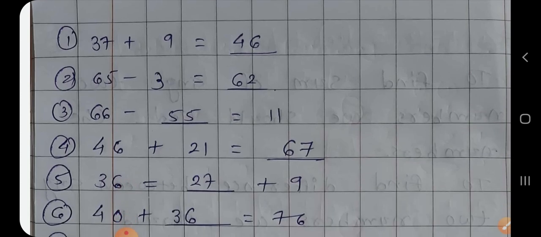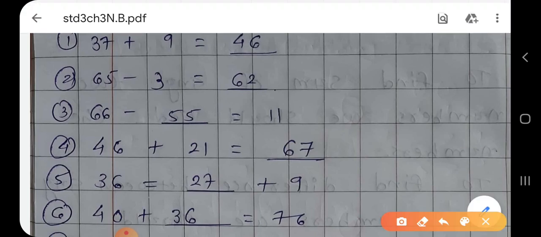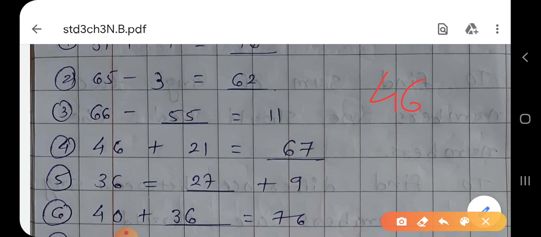Fourth number, 46 plus 21. 6 plus 1 is 7. 4 plus 2, 6. So 46 plus 21 is equal to 67. The answer of 4 is equal to 67.